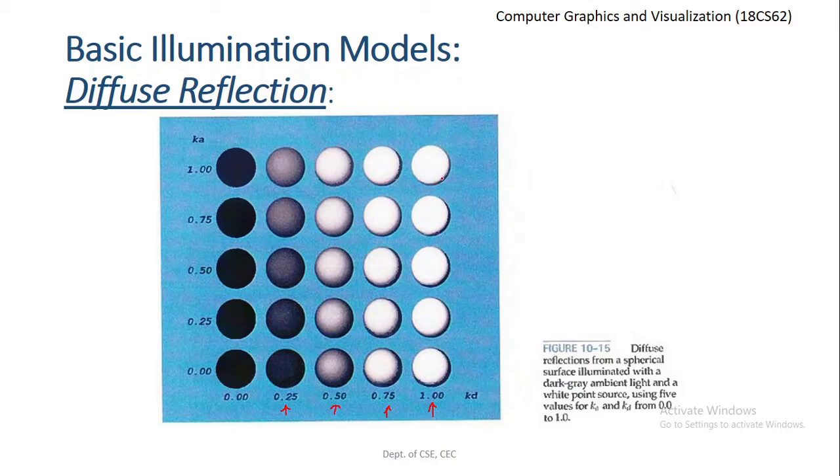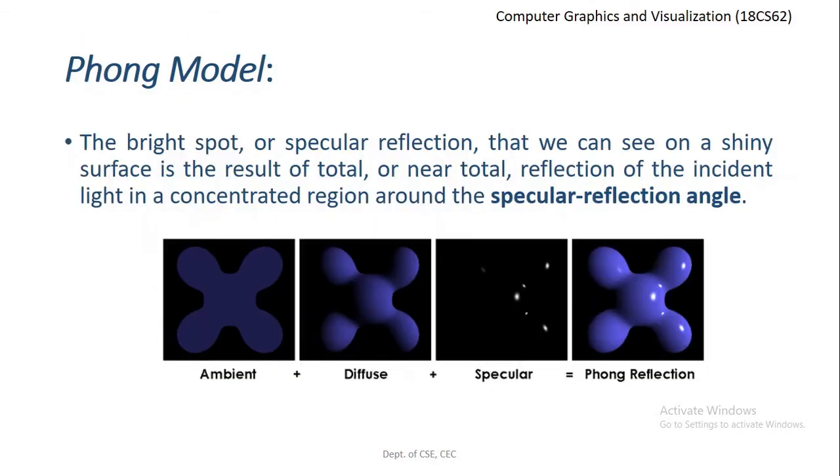That is an example of how the variation in the ambient reflection coefficient and the diffuse reflection coefficient affects the output for illuminating a given 3D object. This is a demonstration that is given in the textbook. So that is about the diffuse reflection. Let us move on to a very important model in illumination.